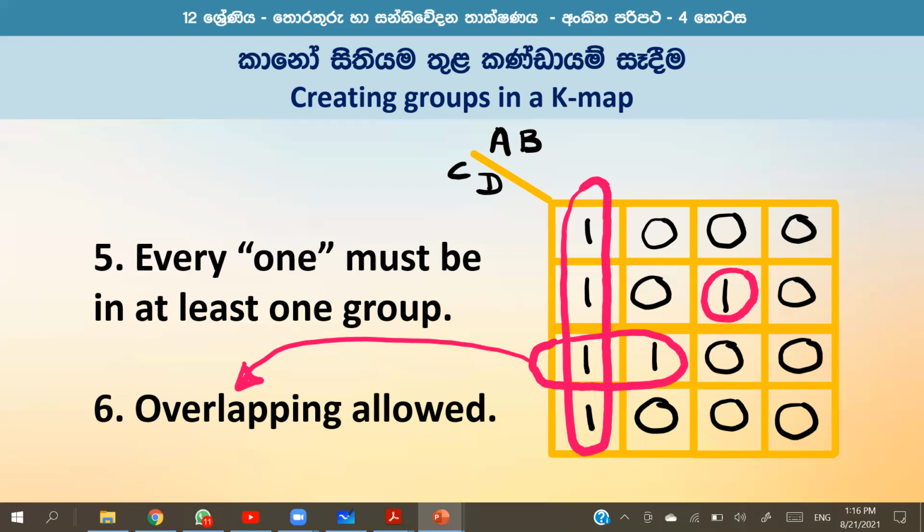Right? So what are the main things to remember? Zeros cannot be included. Diagonal grouping cannot be done. The number of ones should be equal to 1, 2, 4, 8, 16 quantities. Right? Then the most number of ones should be inside the group.